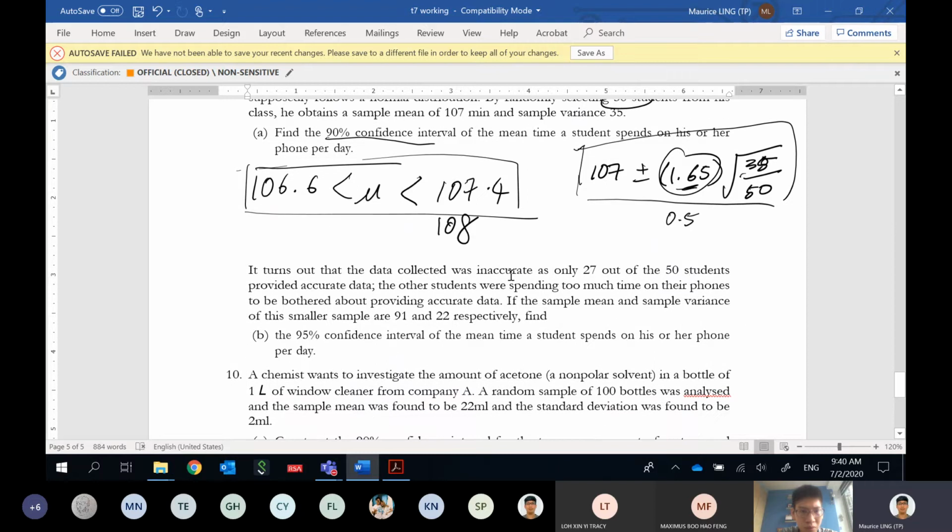Because in Excel, if you have the data and then you generate, Excel actually generates the confidence interval for you. So you will almost never get an error.